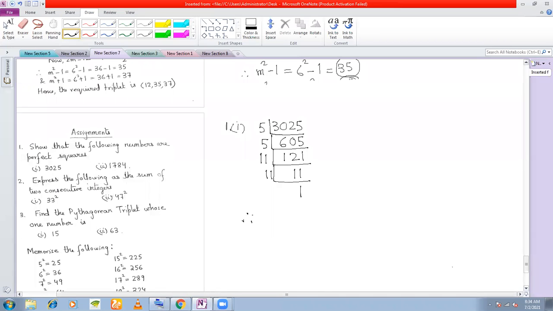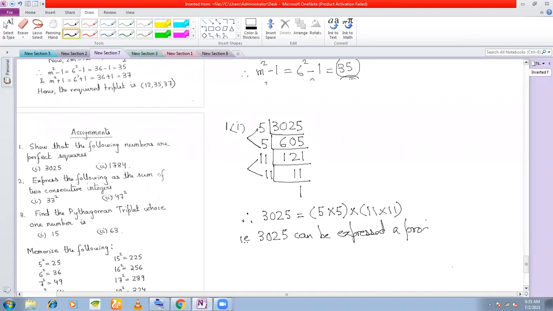So what are you getting here? 3025, are we getting a product of primes? 5 is a prime, here is one pair. 11 is prime, here is one pair. 5 into 5 into 11 into 11. That is, 3025 can be expressed as a product of pairs of equal primes.